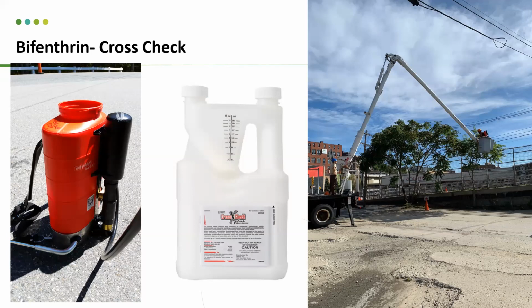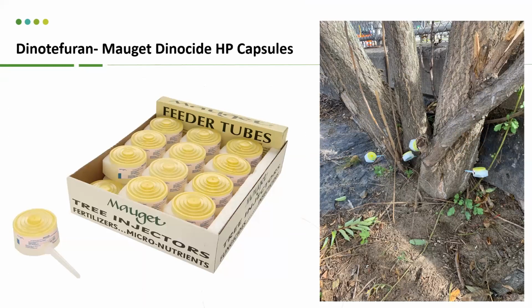So bifenthrin is a quick acting contact pesticide. So insects that come directly in contact are then killed. We also used a Dinotefuran product. So we used Mosh Dinocide HP capsules.